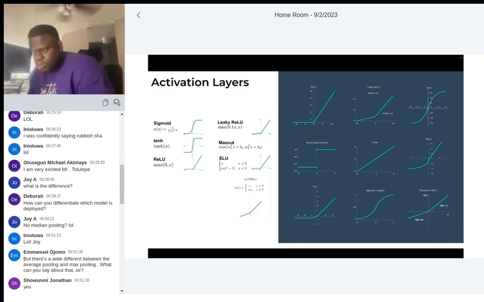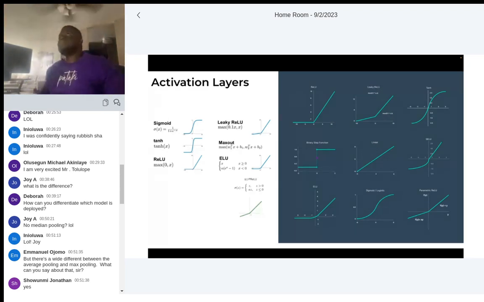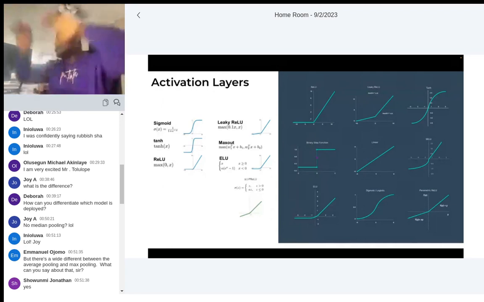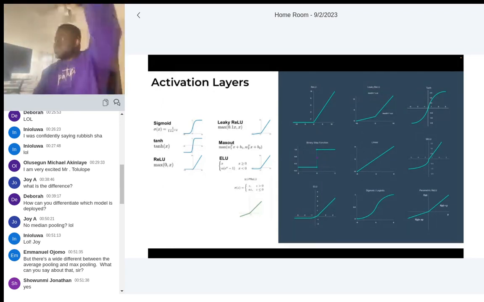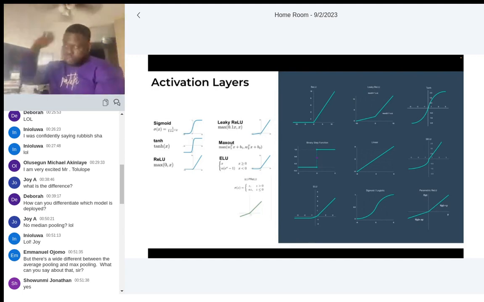Someone asked about the wide range between average and max pooling. Like I said, max is the industry standard. Why would I rather pick max? Max is in this place, so this is the most dominant feature. There's a science to it. This is the feature I'm holding on to in this place.